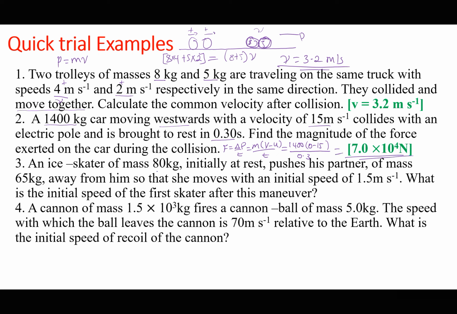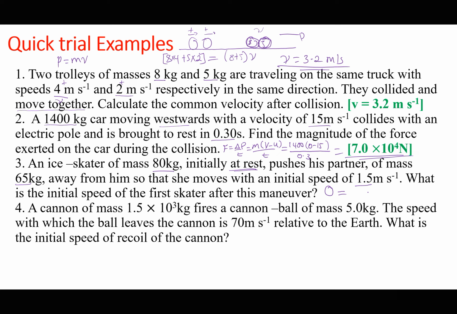An ice skater of mass 80 kilograms, initially at rest, that means initial velocity is 0, pushes his partner of mass 65 kilograms away from him so that she moves with an initial speed of 1.5 meters per second. What is the initial speed of the first skater after this maneuver? So initially, both of them are at rest. So it means total momentum before this reaction is 0. Then total momentum after.